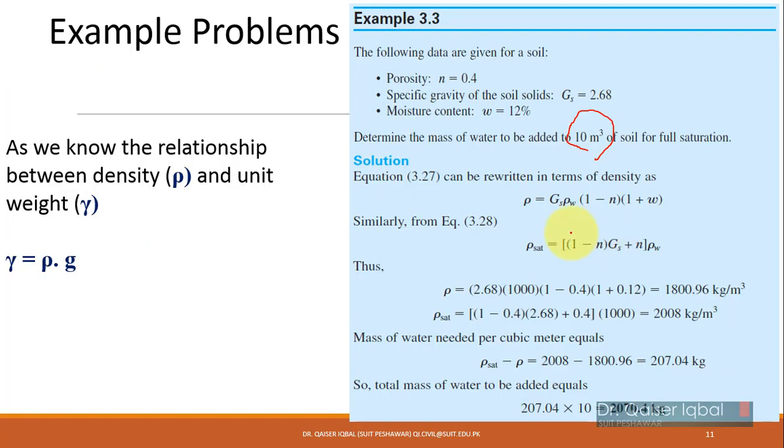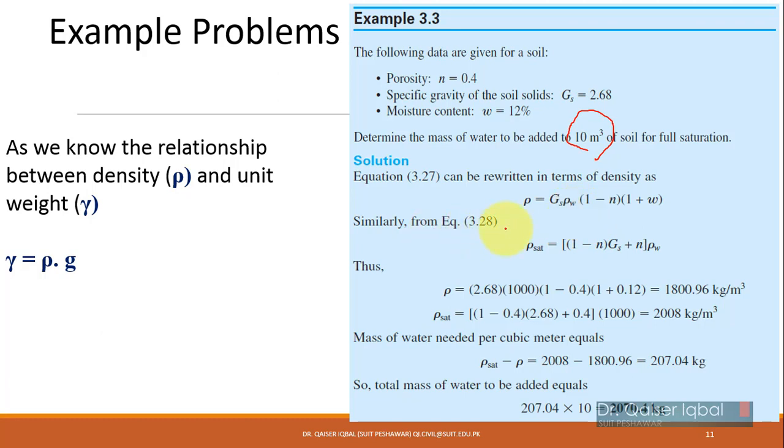So you can see over here, rho is equal to GS into rho W into 1 minus N into 1 plus W. Instead of gamma W, I am writing rho W, because I am also writing rho or density on this side of the equation. Remember the density is in kg and the unit weight is in kilonewton.